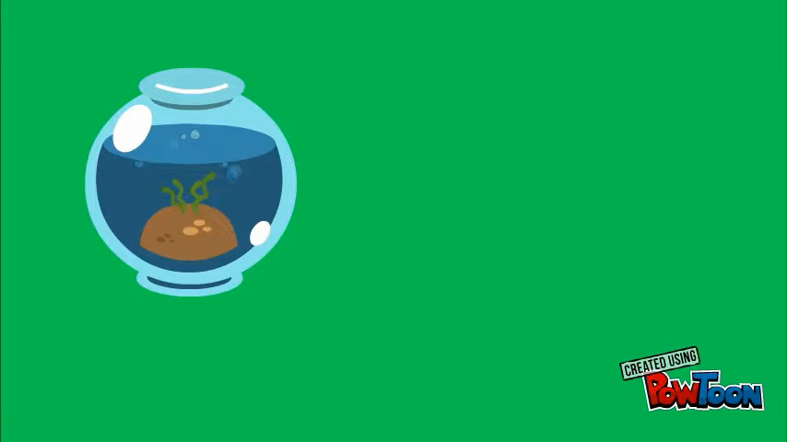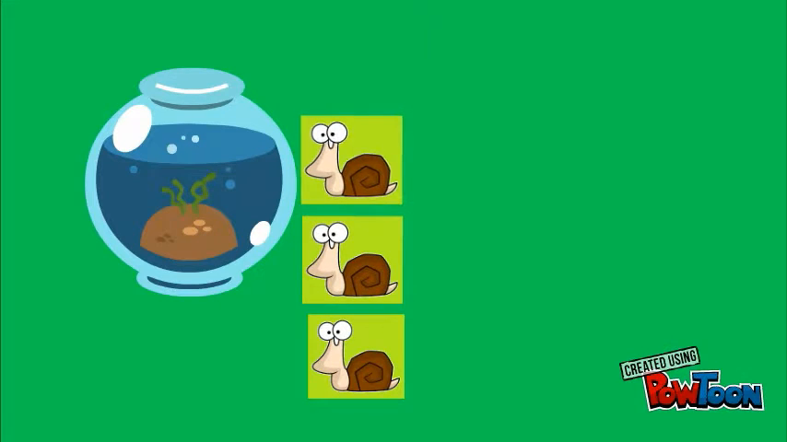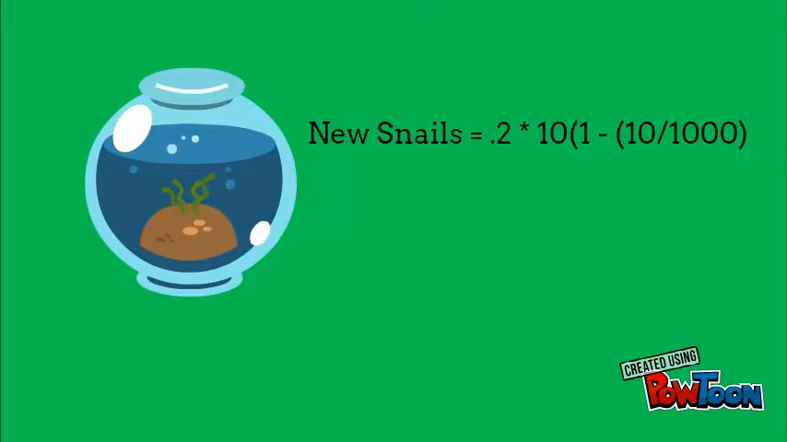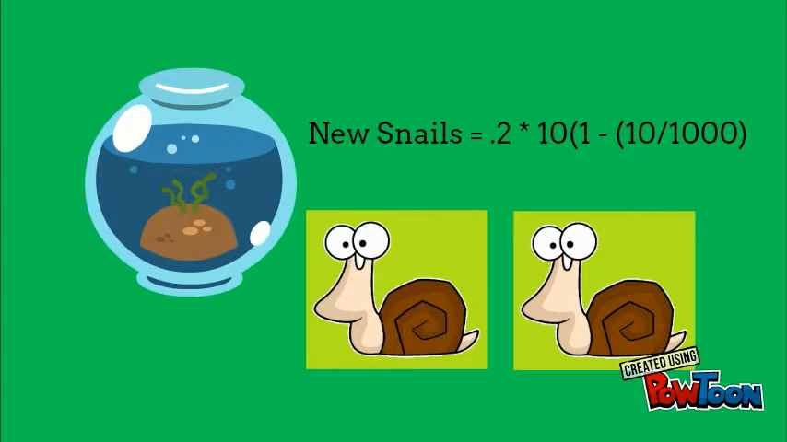The snails estimate, based on resources and size, that their pond has a carrying capacity of 1,000 snails. First, they see how fast their population would grow with a growth rate of 20%. Here is the formula with the growth rate and carrying capacity filled in. The first week, they can expect to gain 2 snails.